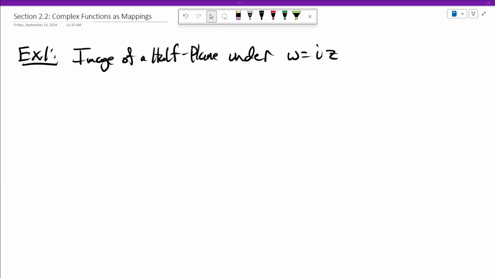Okay, so in this first part of section 2.2, we're going to look at complex functions as mappings. In a particular example, we have this function over on the right here, which is w is iz. So our function of z is the multiply by i function.